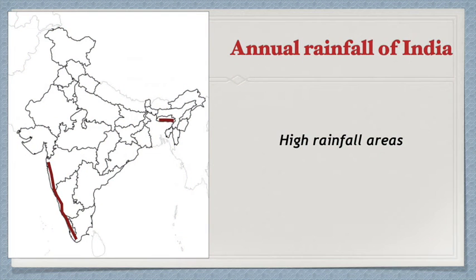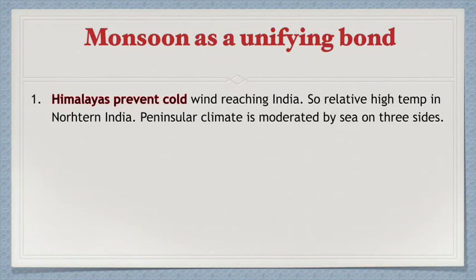In the annual rainfall map of India, I have marked the high rainfall zones: the western side of the Western Ghats and the northeastern states. Monsoon as a unifying point. Even though the monsoon varies across the country, it acts as a unifying point for people.